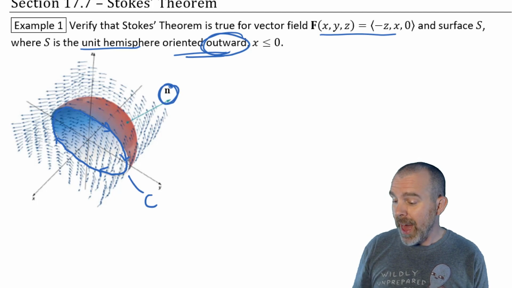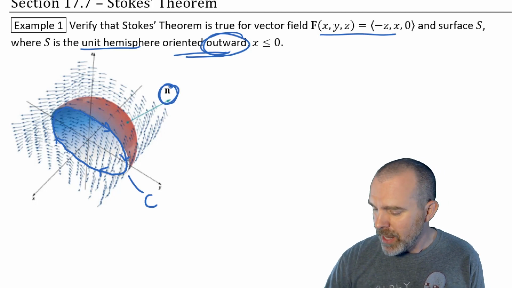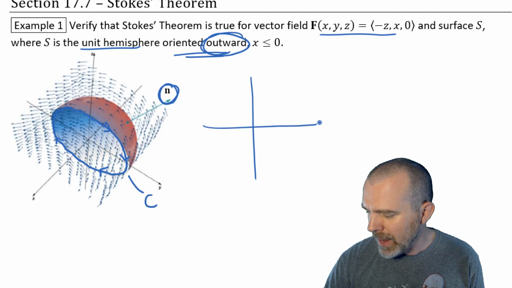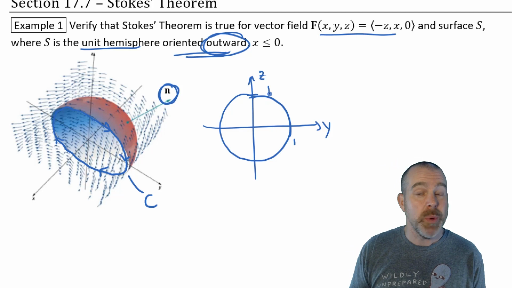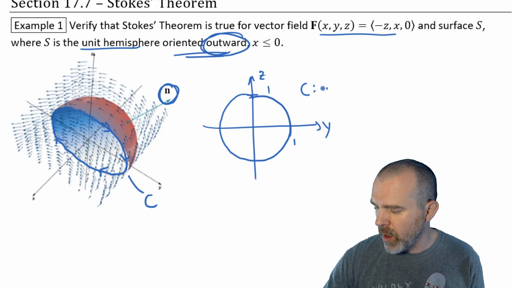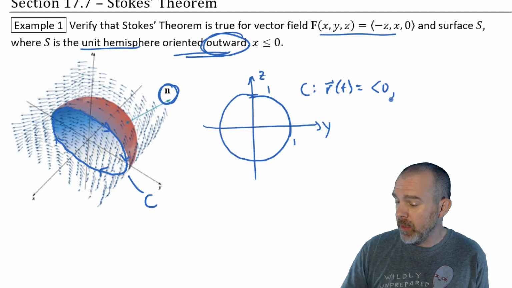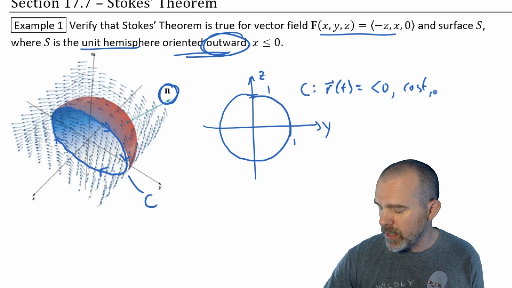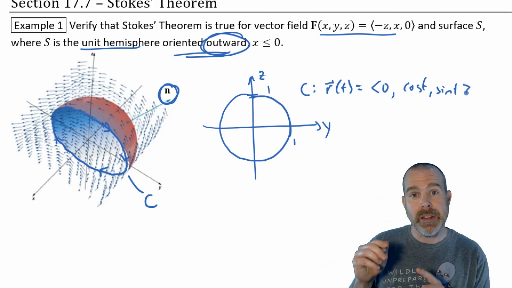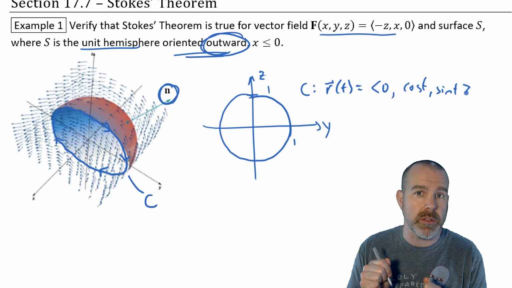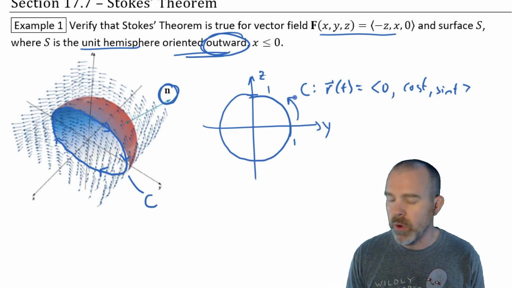Okay, so with that in mind, let's take a look at that curve. It's in the YZ plane, so we can look at just the YZ plane. It's the unit hemisphere, so this is basically the unit circle. It's in the YZ plane, so we know x is 0. So for our curve, we definitely know x is 0. And you might be tempted to say, well, let's just go cosine t, sine t in the unit circle. Makes sense, right? The problem with that is the unit circle has a counterclockwise orientation, that has this orientation.